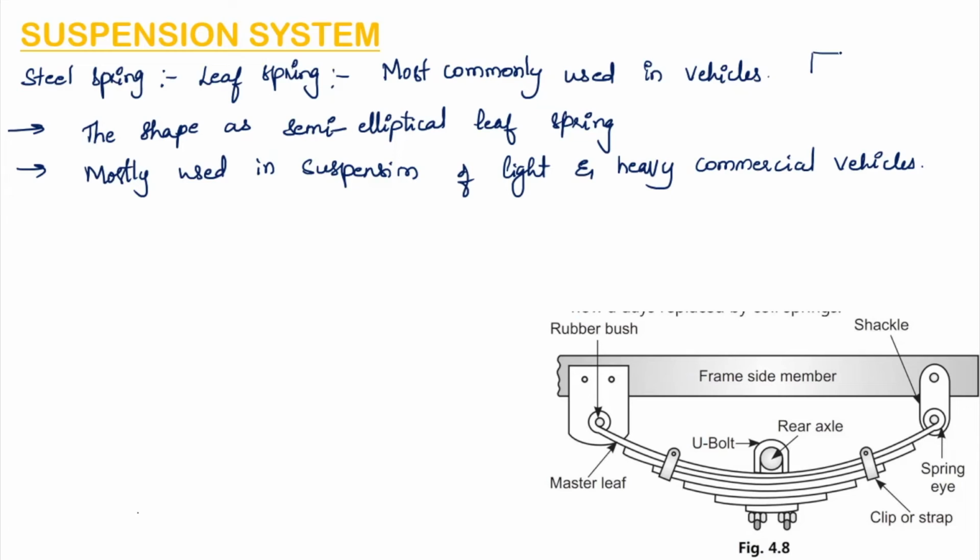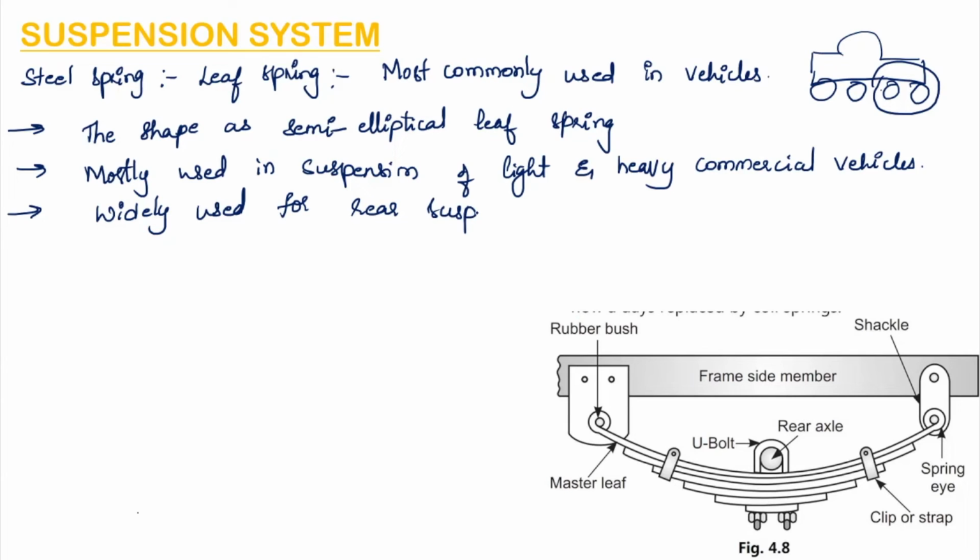So here, if this is a vehicle and these are the front wheels and these are the rear wheels, it is used in rear suspension. So suspension of the rear wheels is done with the help of these leaf springs. But nowadays these leaf springs are being replaced by coil springs. So now we will see the construction.